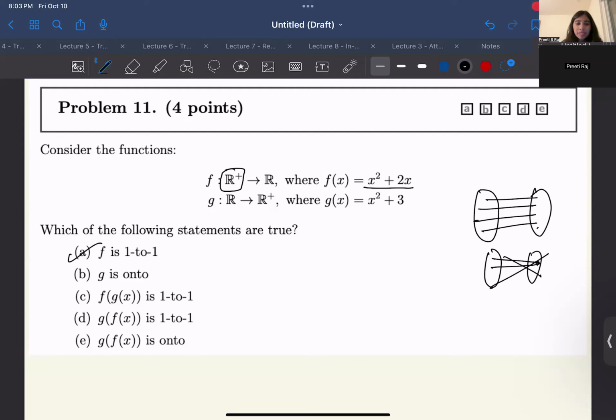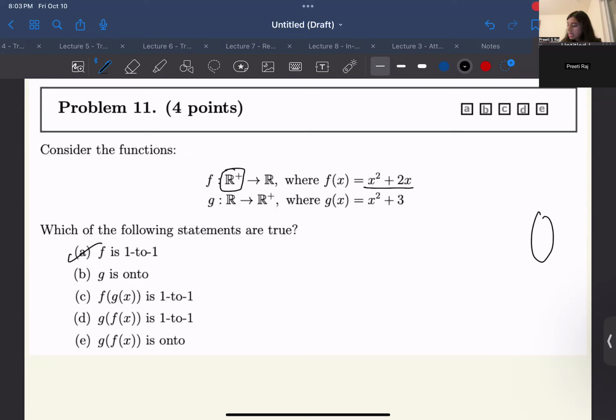Okay. G, whether G is onto. For a function to be onto, everything in the codomain must be mapped to by something in the domain. It's okay if multiple different values in the domain map to the same output. That is allowed, but we cannot have any lonely elements in the codomain. So everything should be partnered up. So maybe you have something like this. Basically, there are no leftover elements in the codomain.